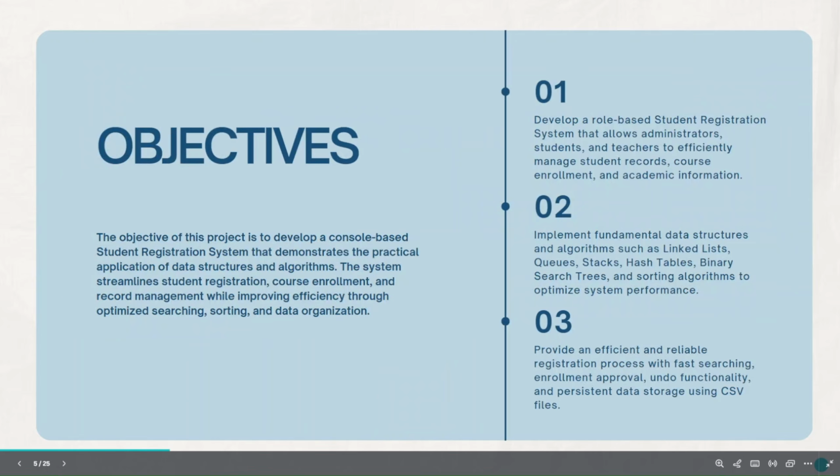So our objective today, we have three. First is to develop a role-based student registration system that allow admins, student and teacher to effectively manage student record, course enrollment, and academic information. Second is to implement a fundamental data structure and algorithm such as linked list, queue, stack, hash table, binary search tree, and sorting algorithm, which we will choose merge sort as our sorting algorithm. And the last one is provide an efficient and reliable registration process with fast searching, enrollment approval, undo functionality for students, and persistent data storage using CSV file.